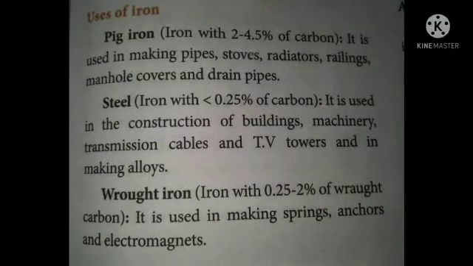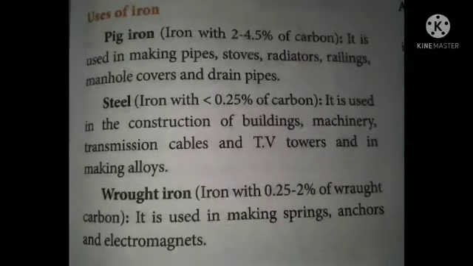So the different types of iron, you have learned three types: pig iron, steel, and wrought iron. This type is based on the carbon content. More carbon content, nearly 4.5%, means pig iron; less than 0.25% is steel; nearly 2% is wrought iron, and each is used for different purposes. That's all about iron. Next class we will discuss the chemical properties.